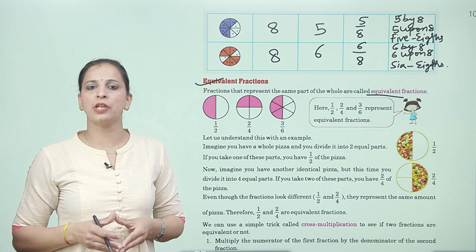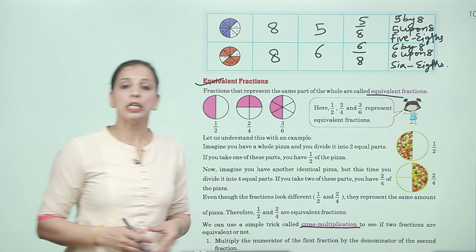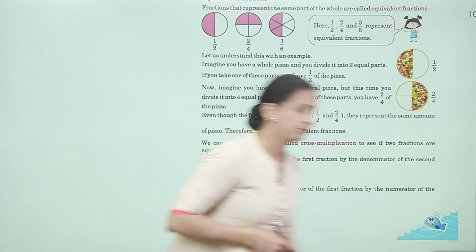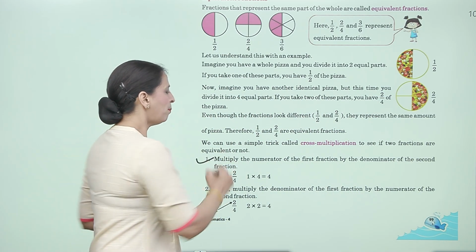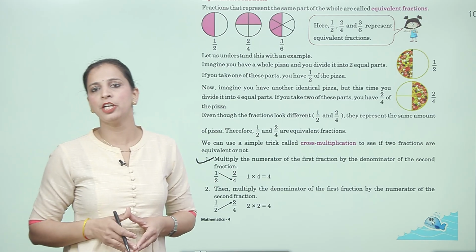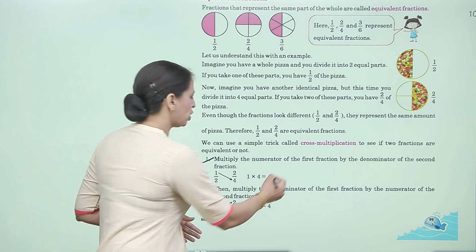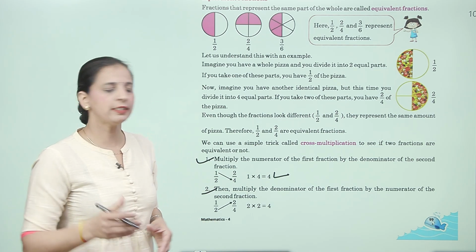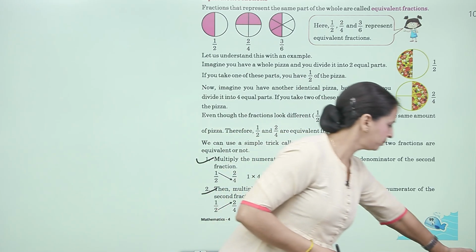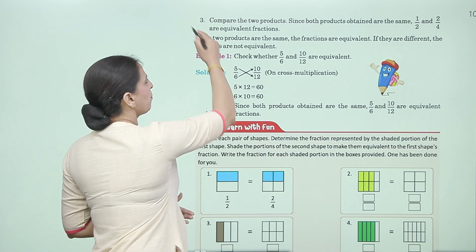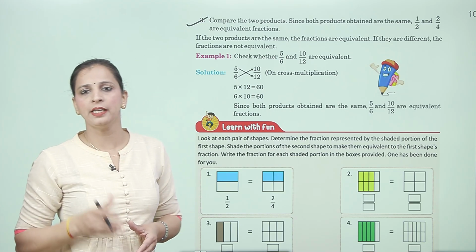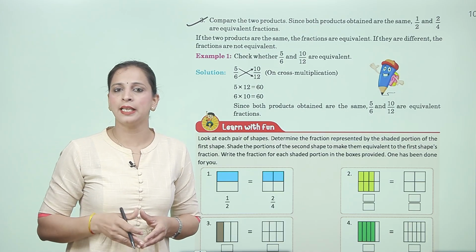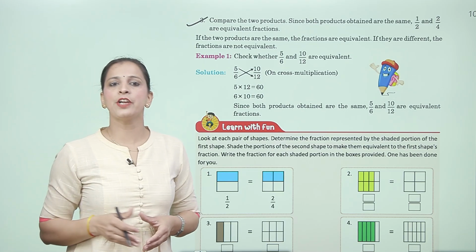We can use a simple trick called cross multiplication to see if two fractions are equivalent or not. First, multiply the numerator of the first fraction by the denominator of the second fraction, that is 1 into 4 is equal to 4. Then multiply the denominator of the first fraction by the numerator of the second fraction, that is 2 into 2 is equal to 4. Third, compare the two products. Since both products obtained are the same, 1 by 2 and 2 by 4 are equivalent fractions. If the two products are the same, the fractions are equivalent. If they are different, the fractions are not equivalent.